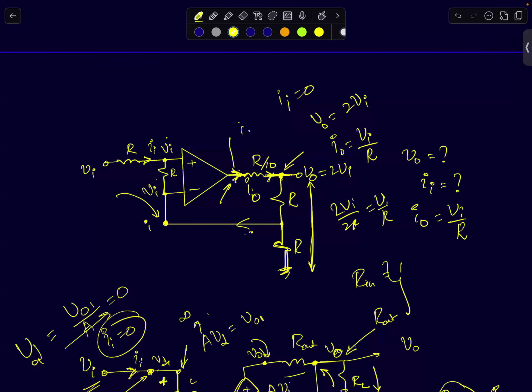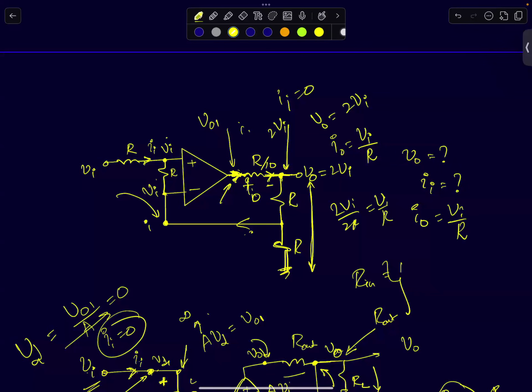Now, what is this node voltage? The op-amp's output itself. If I call this node VO1, what is the voltage at VO1? What is the node voltage of the op-amp's output? No. See, this node is at 2 Vi. This node is 2 Vi. So what should be the output of the op-amp?